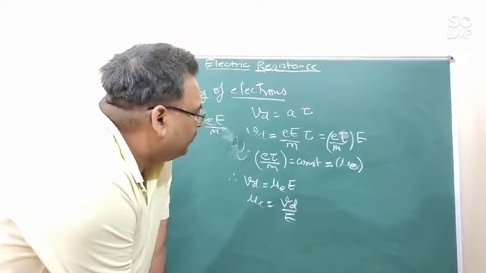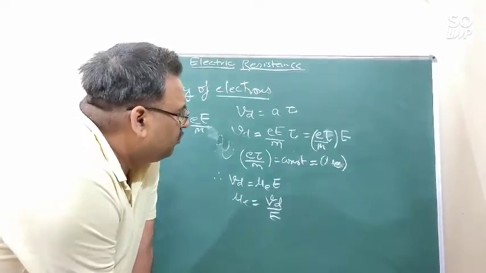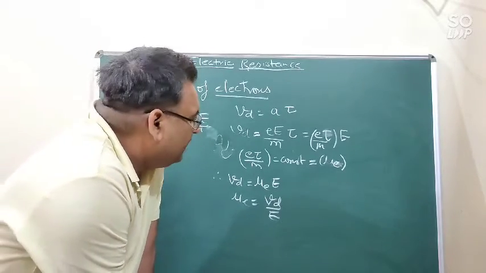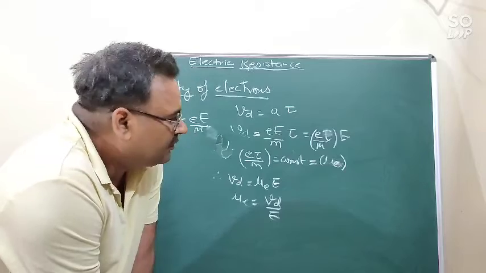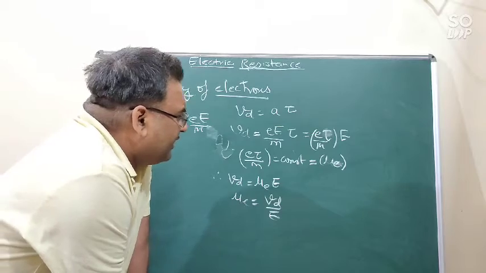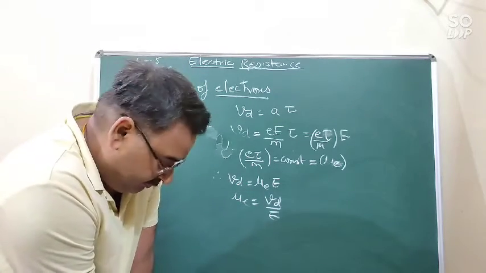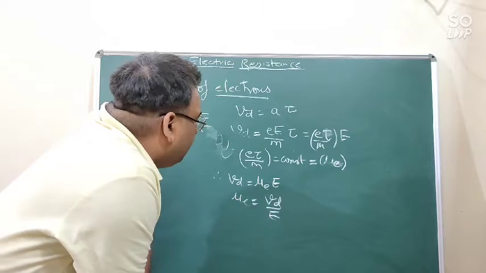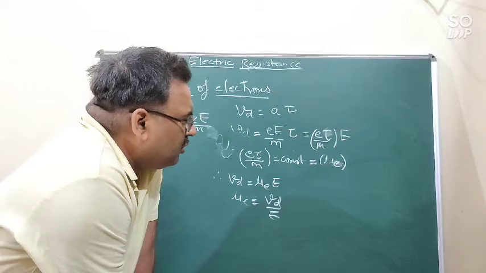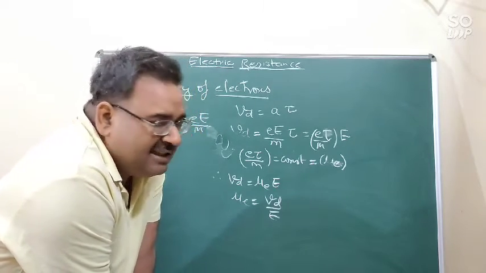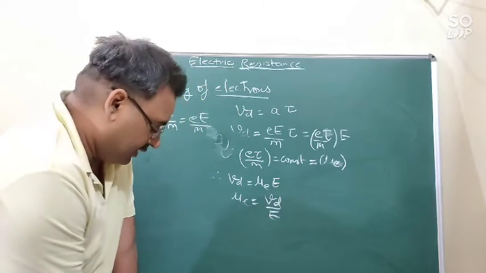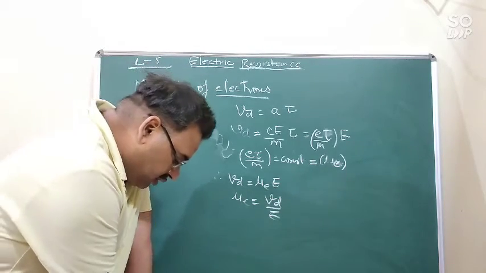We substitute this value. In Vd is equal to a tau, we put the value of acceleration a. What value came? E upon m into tau. Now we write it E into tau upon m. So Vd is equal to E upon m into tau, which is equal to E tau upon m. Now here E, tau and m, this value is a constant. E tau upon m is a constant.